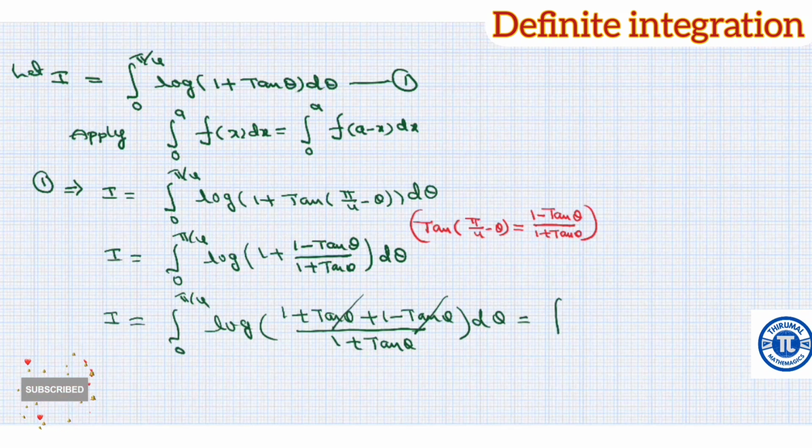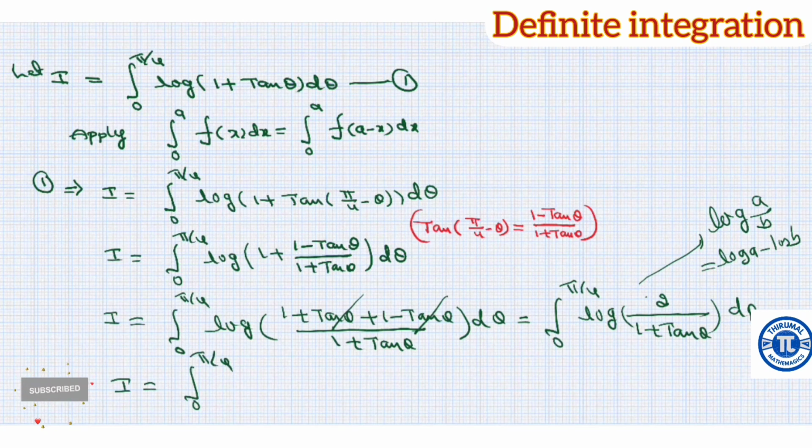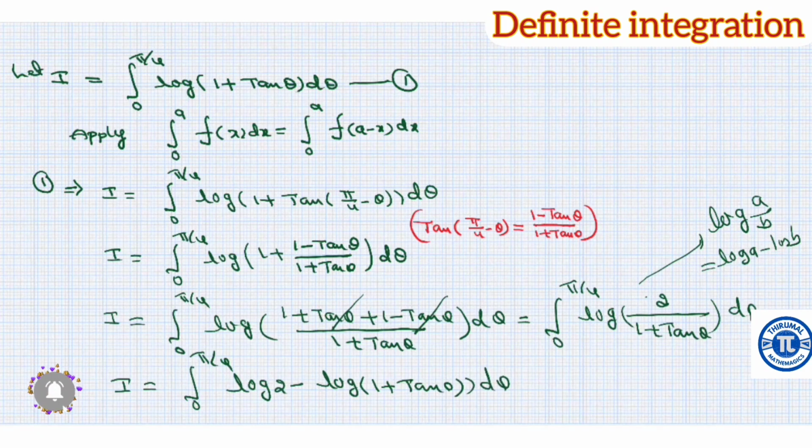So it is equal to integration 0 to pi by 4 of 1 plus 1, which is 2, log of 2 by (1 plus tan theta) into d theta. Now, in the form log of a by b is equal to log a minus log b. Okay, so I equal to integration 0 to pi by 4 of log 2 minus log of (1 plus tan theta) into d theta. Let's suppose this is equation number 2.